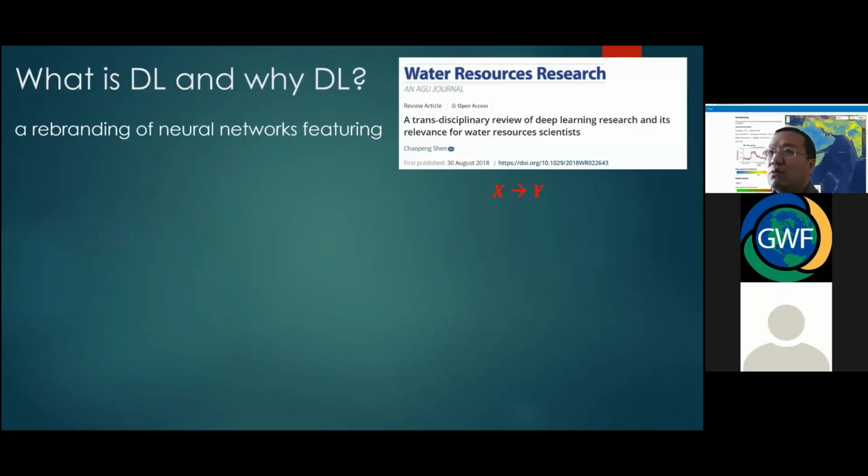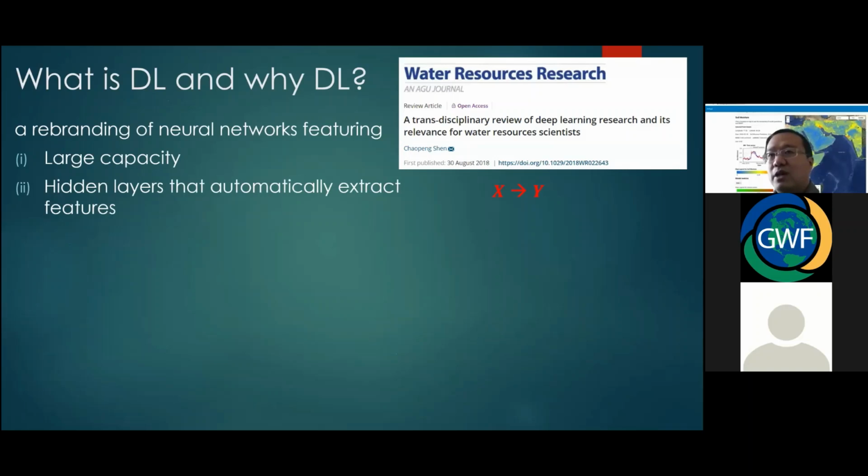So what is deep learning and why deep learning? I have this review paper in 2018 in WRR that talks about this overall idea. For supervised machine learning, mostly you're looking at this relationship from X to Y. But deep learning is essentially a rebranding of neural networks featuring very large capacity networks that have hidden layers that automatically extract features.